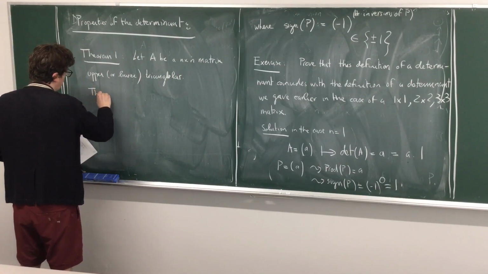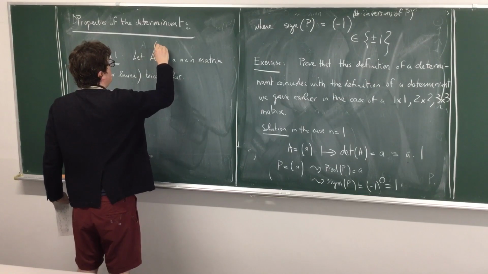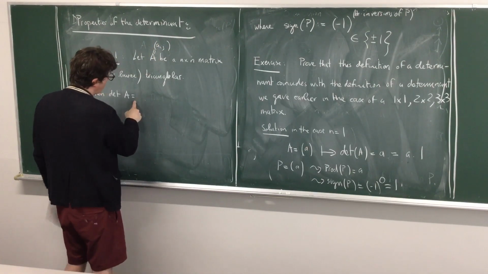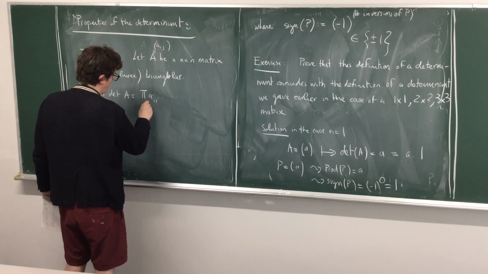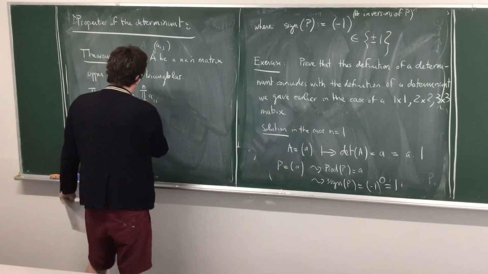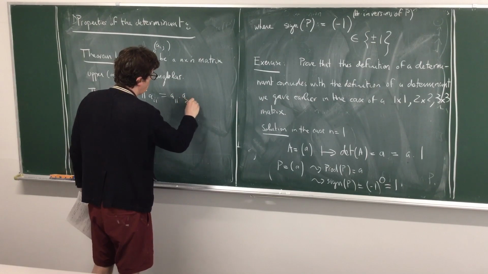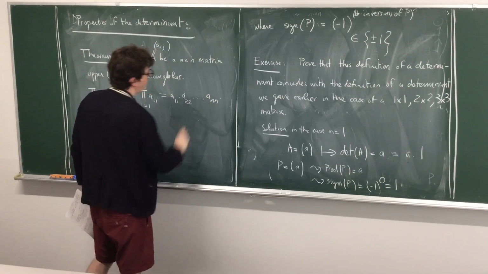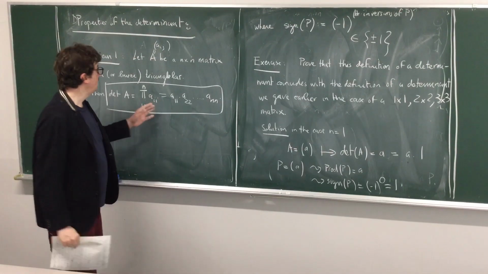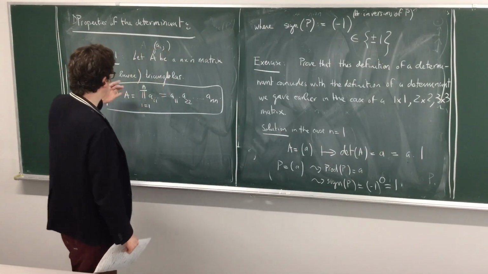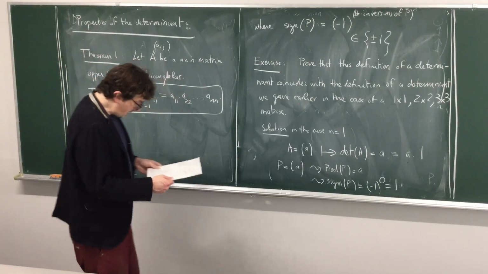In this case, the determinant of the matrix A, so let's call the entries the Aij, will be just the product of the entries on the diagonal, Aii, with i from 1 to n. This product symbol means that you just do A11 times A22 times up to ANN. So as you can see, if the matrix is upper or lower triangular, then it's very easy to calculate the determinant. You just take the product of the diagonal entries.